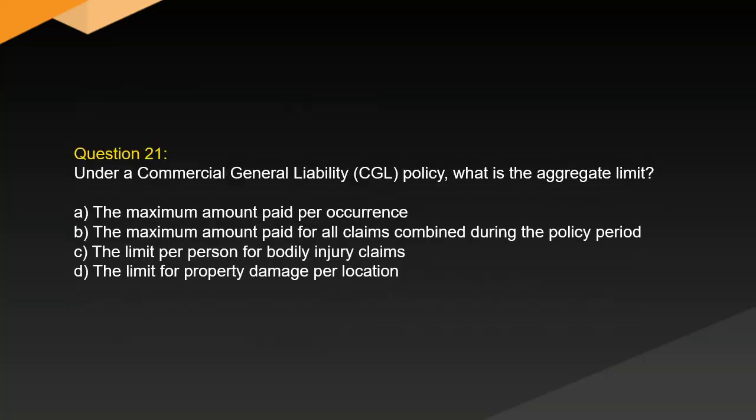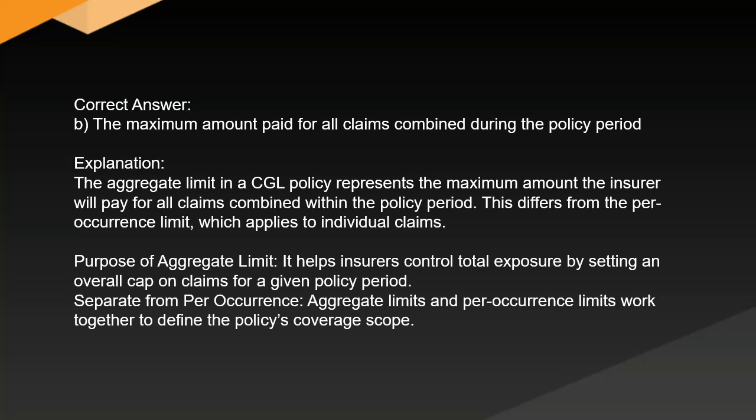Question 21. Under a commercial general liability (CGL) policy, what is the aggregate limit? A. The maximum amount paid per occurrence. B. The maximum amount paid for all claims combined during the policy period. C. The limit per person for bodily injury claims. D. The limit for property damage per location. Correct answer. B. The maximum amount paid for all claims combined during the policy period.